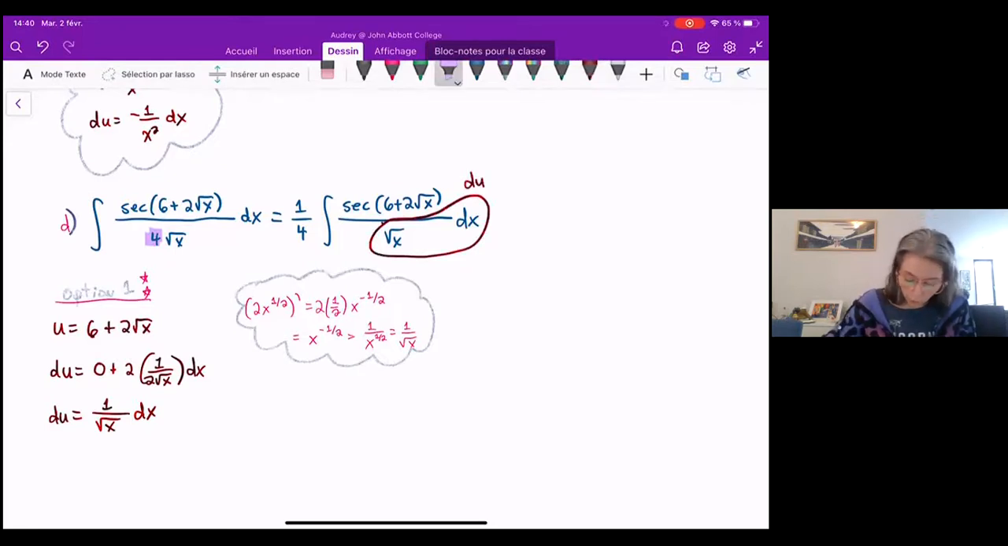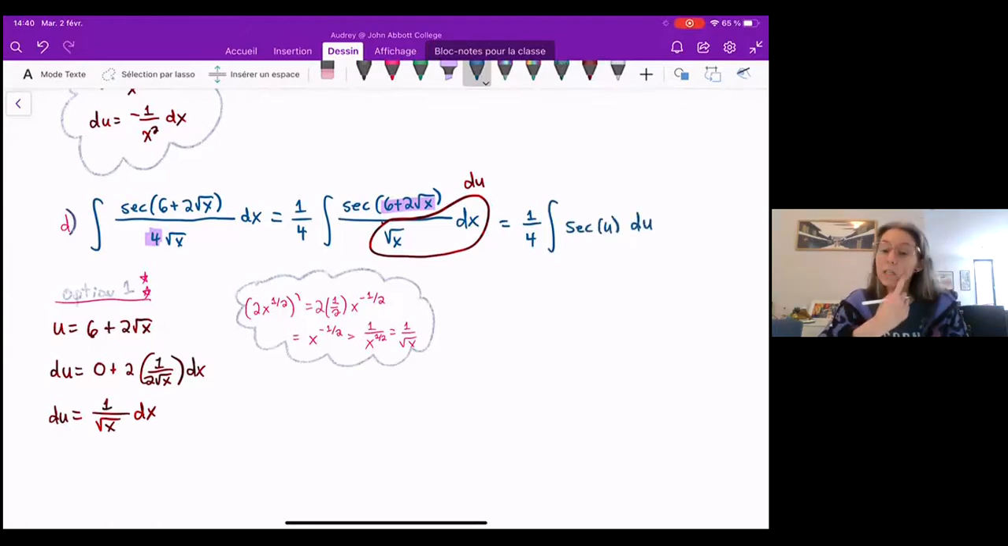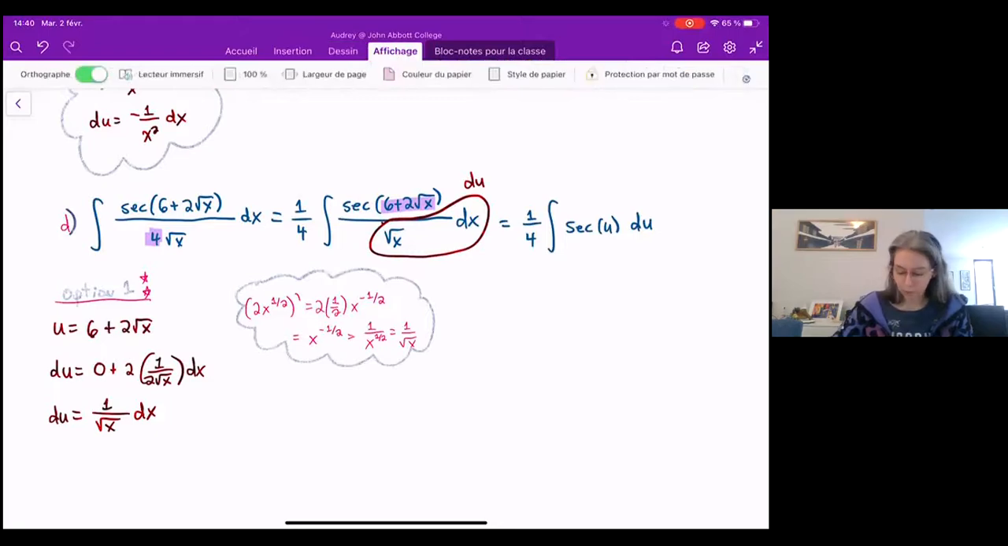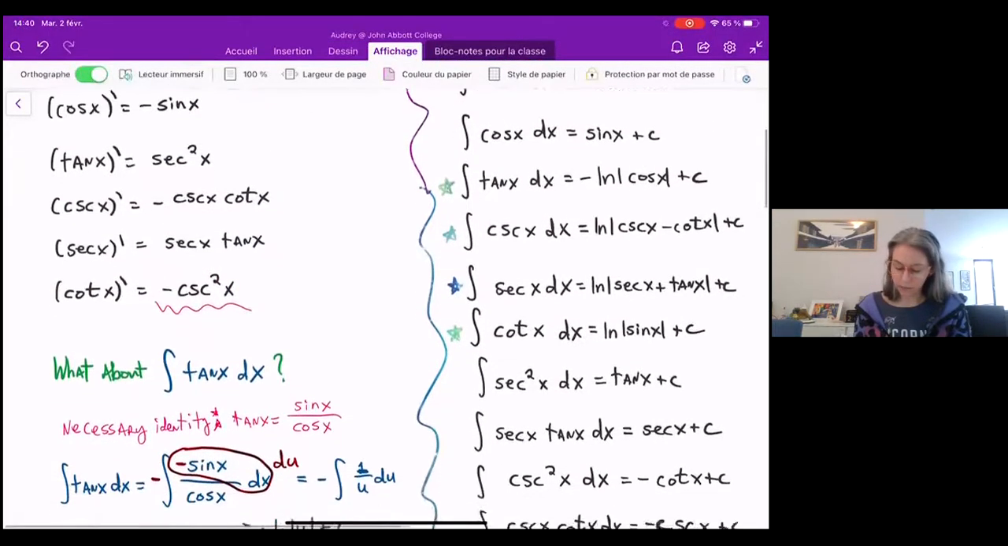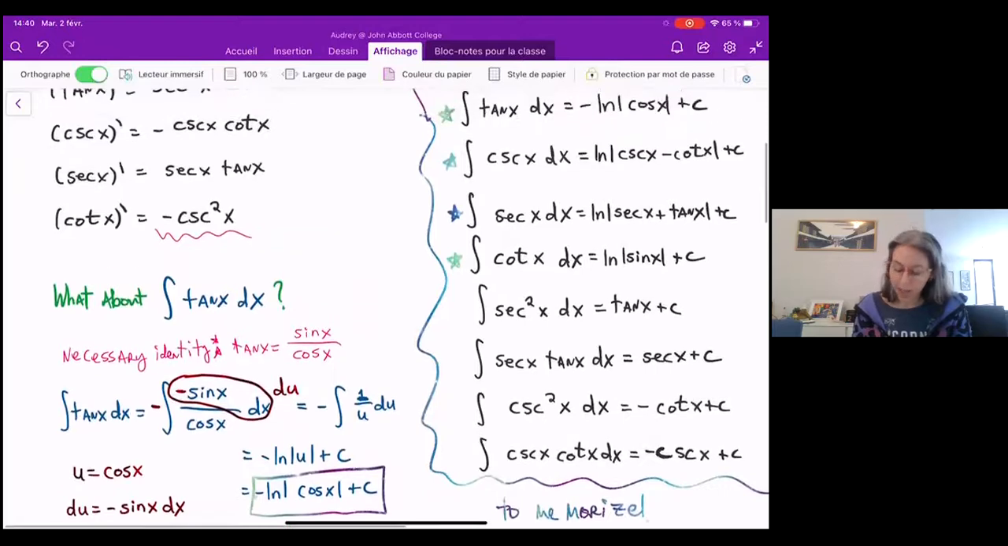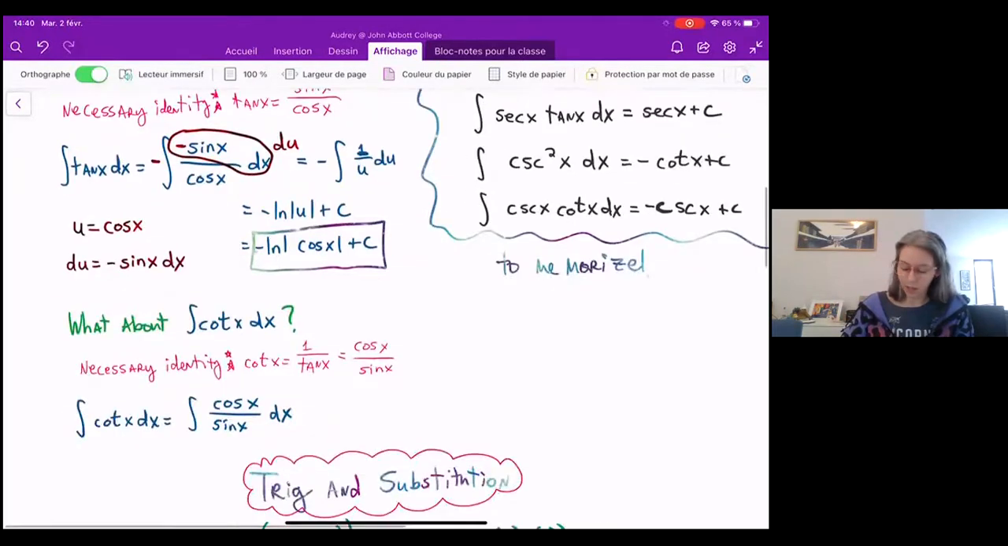And then my u was 6 plus 2 root x. So I can just replace that: 1 over 4, the integral of secant u du. And now this is one of the new ones that I just told you guys today: ln of secant x plus tangent x. We'll just look at it up here. The integral of secant x is equal to ln of secant plus tangent. So you should really get on memorizing that.